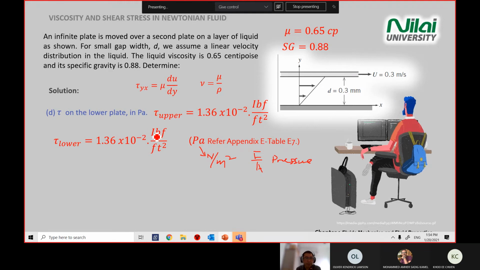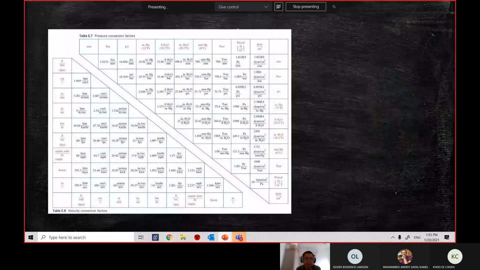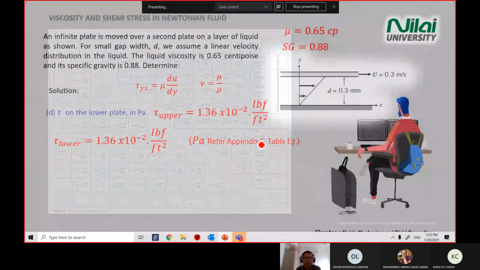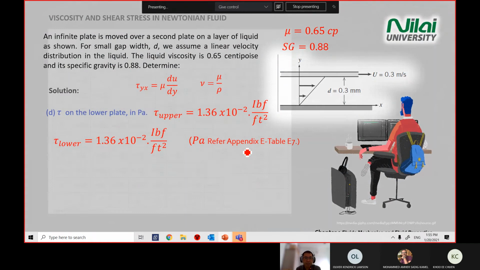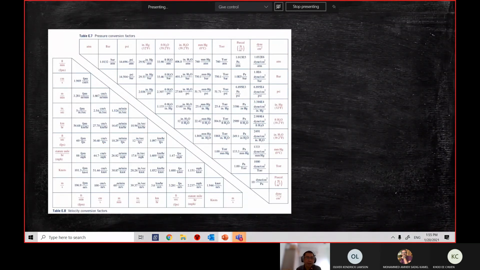This time, you are converting a shear. So you flip to Appendix E, refer to table number 7, which gives you the pressure conversion factor. Why the pressure conversion factor? Because Pascal is a pressure dimension.